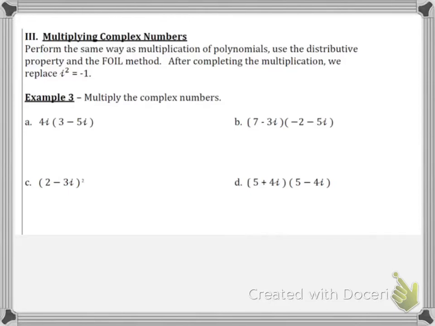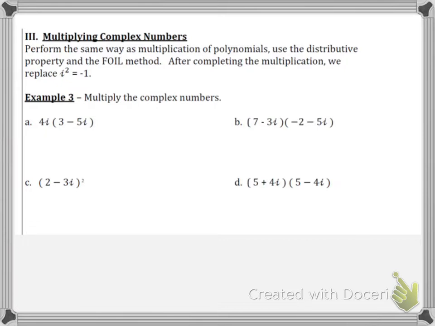We are going to look at multiplying complex numbers. The nice thing about multiplying complex numbers is that it should feel very familiar, because when we multiply complex numbers, it's the same as multiplying polynomials. We will use the distributive property, or those of you that are familiar with the FOIL method, we will see the FOIL method in action as well.